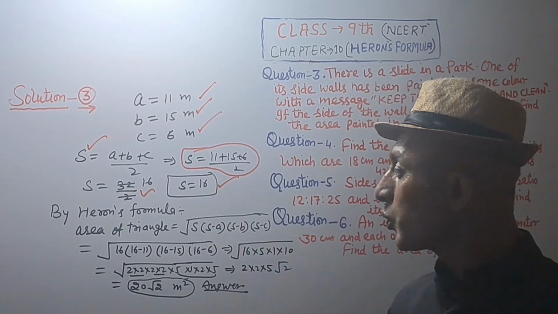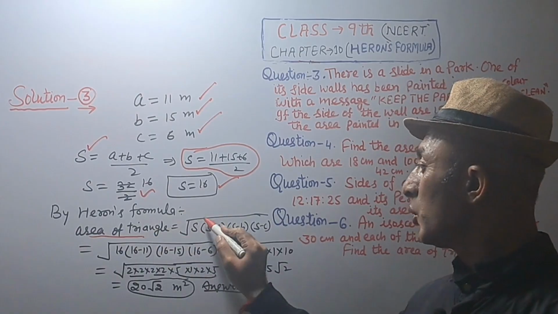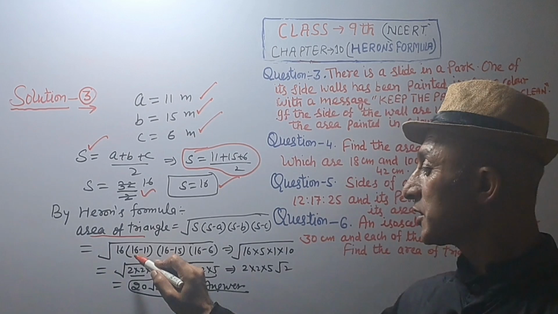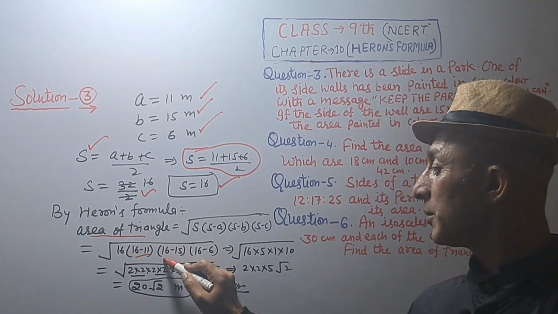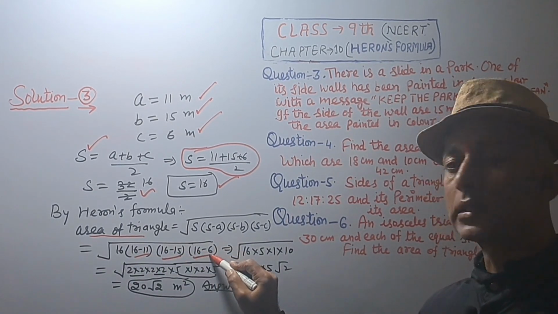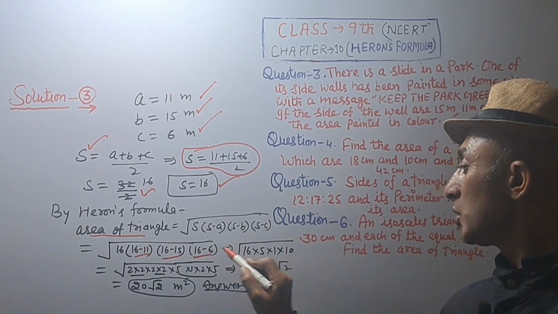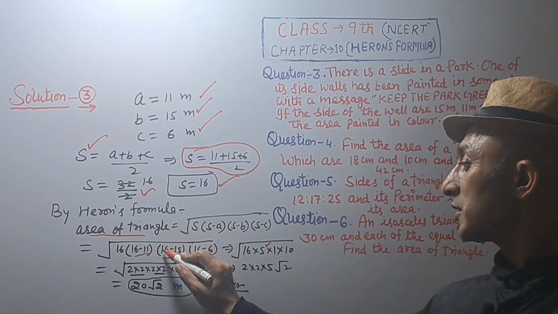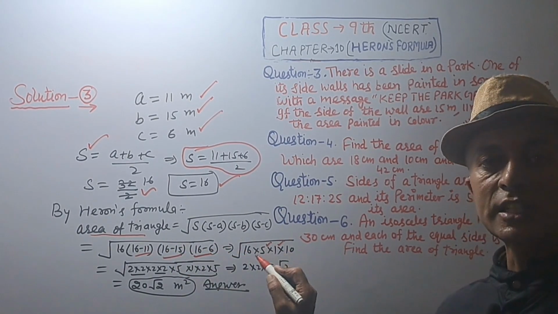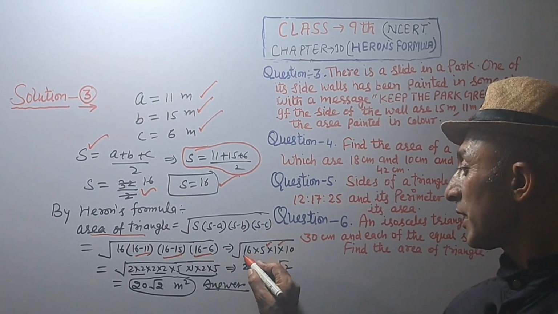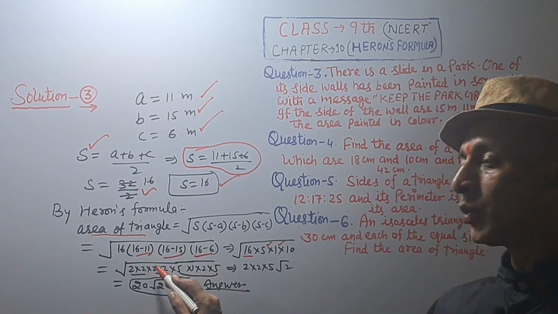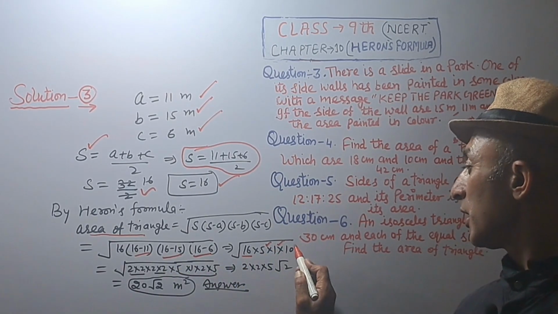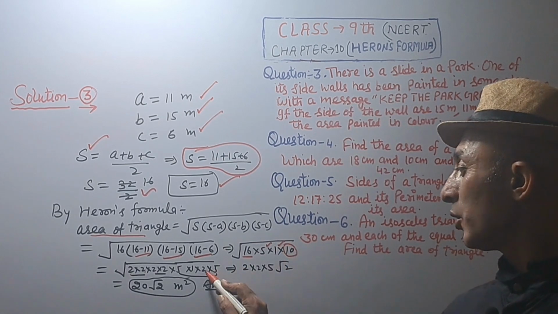And by using Heron's formula, area of triangle is equal to root of S into S minus A into S minus B into S minus C. S is 16 and 16 minus A is 11, 16 minus B is 15, 16 minus C is 6. That is equal to 16 into 5, 16 minus 15 is 1 and 16 minus 6 is 10. Prime factors of 16, that is 2 into 2 into 2 into 2 and 5 into 1 into prime factors of 10 equal to 2 into 5.